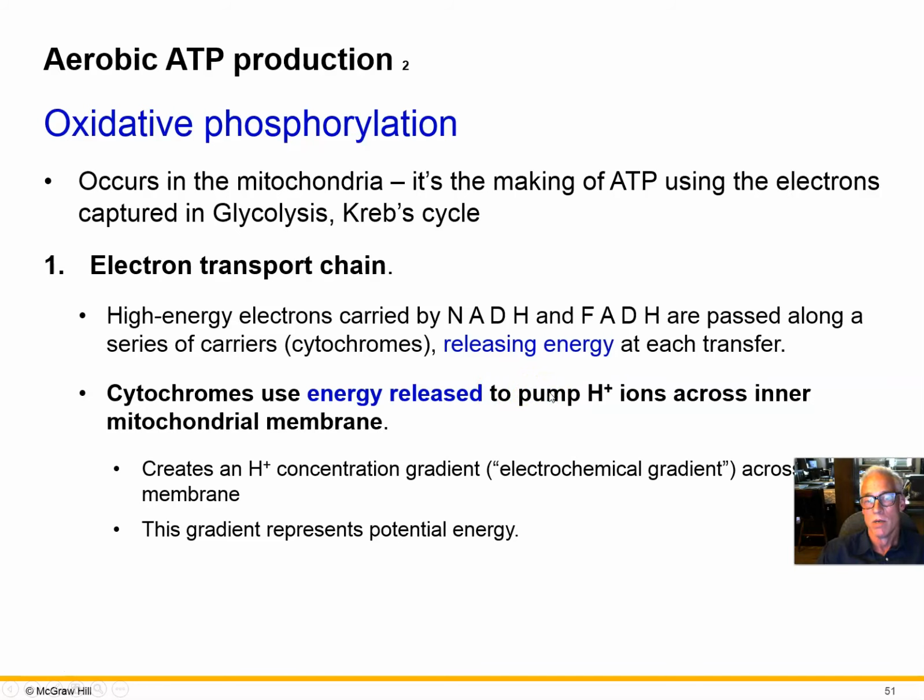Remember we talked about the sodium potassium ATPase does something like that. We called it pumping, moving ions from low concentration to high concentration. In this case, we're not using ATP to power that active transport process. We're using the energy from the high energy electrons, but it's very similar. So anyway, we're pumping hydrogen ions from low concentration inside the mitochondria to high concentration between the two membranes. So it creates a big concentration gradient across the membrane.